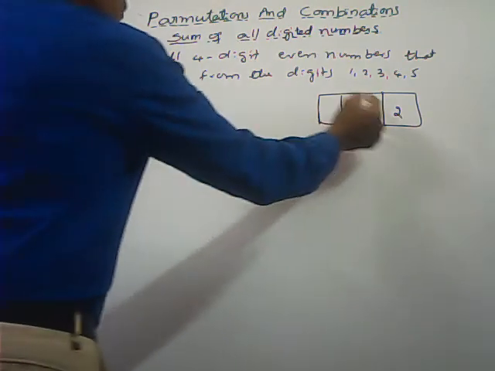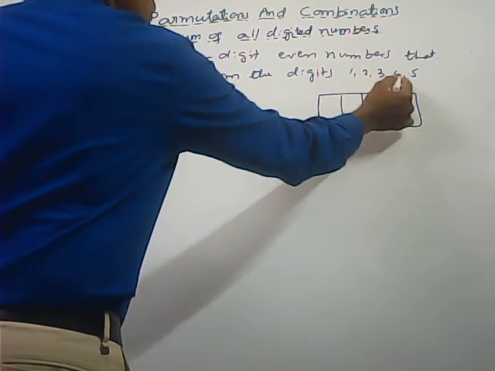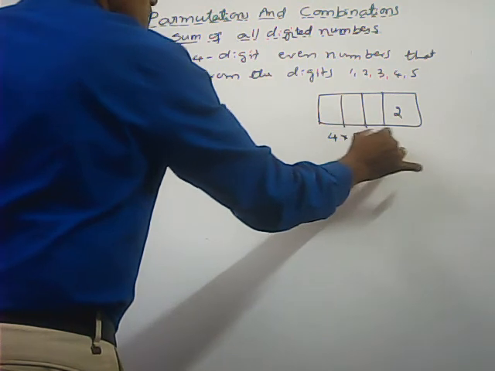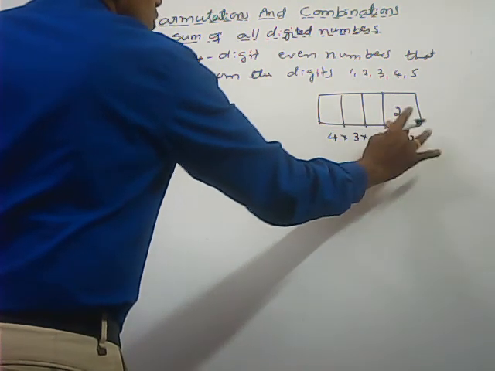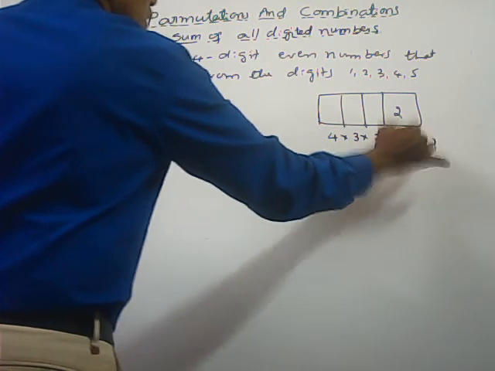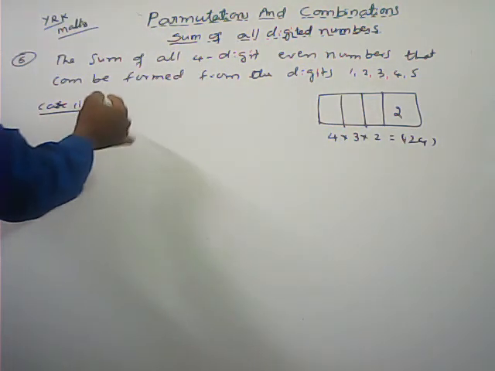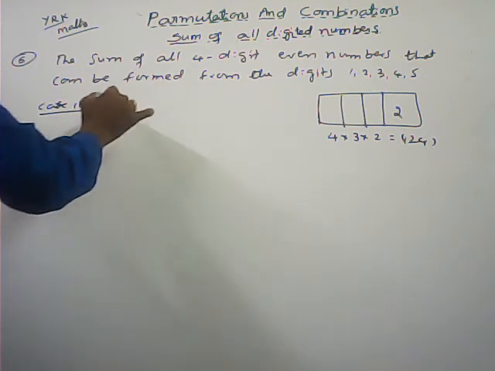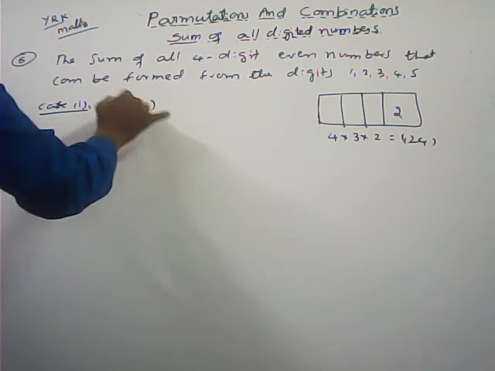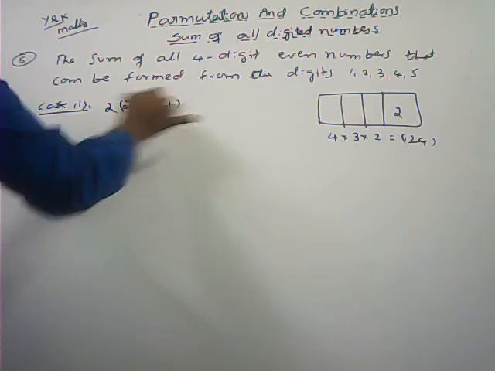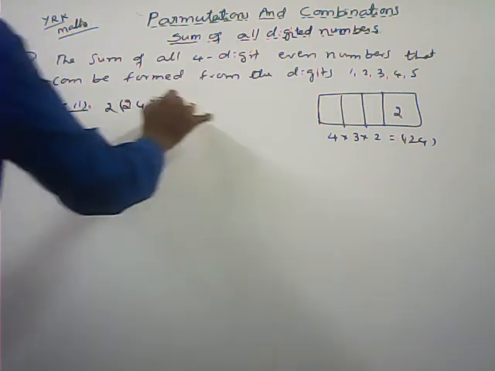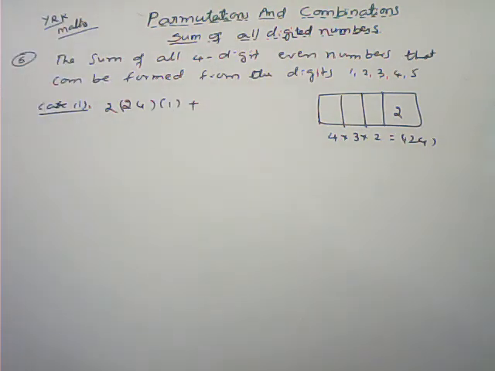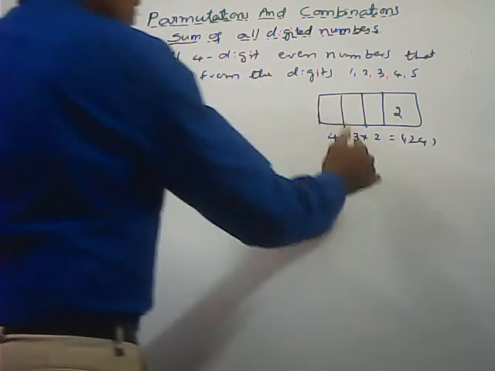Now, if I fix a 2 here, 1, 2, 3, 4, this one can be filled in 4 ways, this is 3 ways, this is 2 ways. So, 24 are there. Now, total 4-digit numbers containing 2 in the units digit, that is 24. So 2 into 24 in the units place. That is fixed only. Don't change that 2.